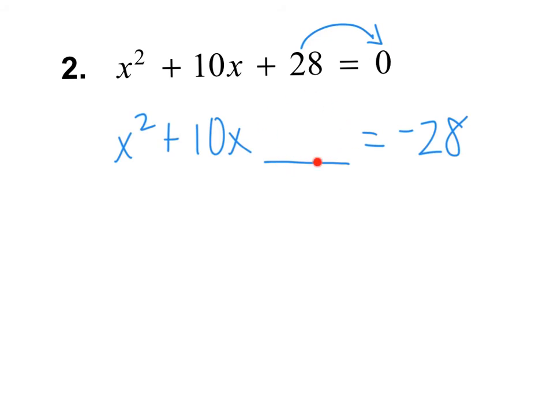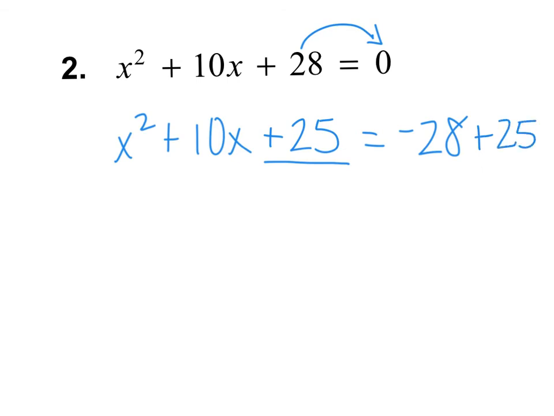What is this value now? Well, we take half of our b and square it. Half of 10 is 5. 5 squared is 25. So I add 25. Now you have to be careful because this is a common mistake. Whatever you do to one side of the equation, in order to balance it, you have to also do to the other side.